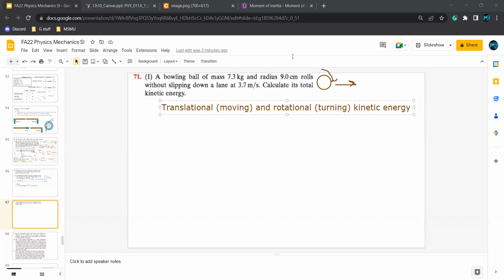Let's deal with some units. This 9 centimeters has to become meters. So centimeters to meters is moving the decimal two places, so 0.09 meters. And that's this radius here. So that's what you're going to use for your inertia, or moment of inertia.